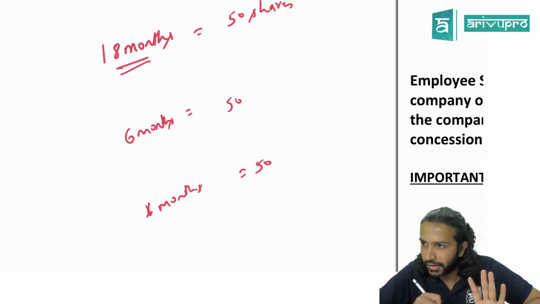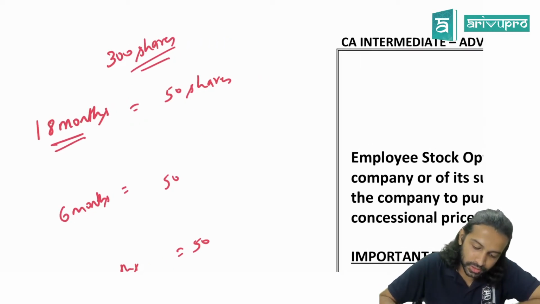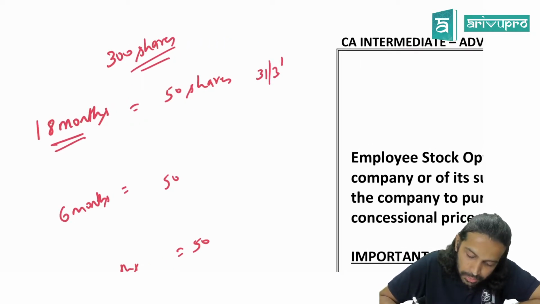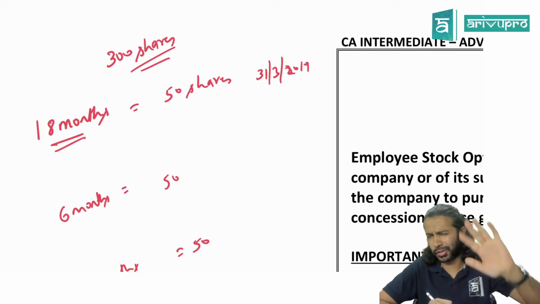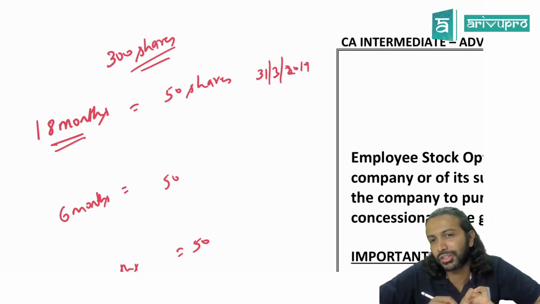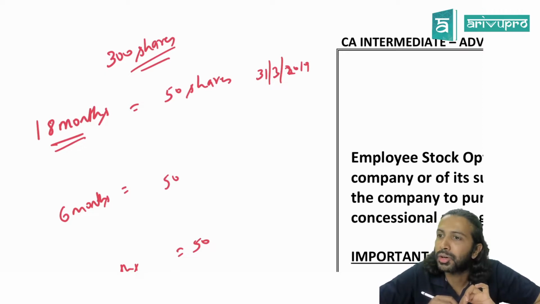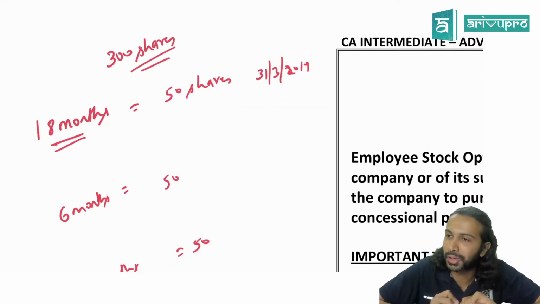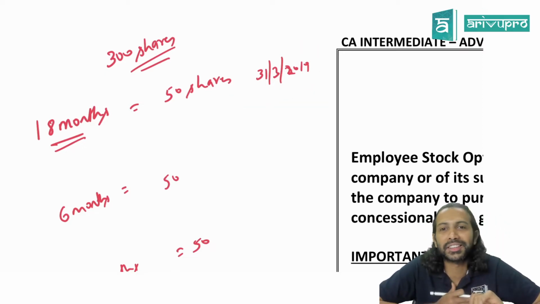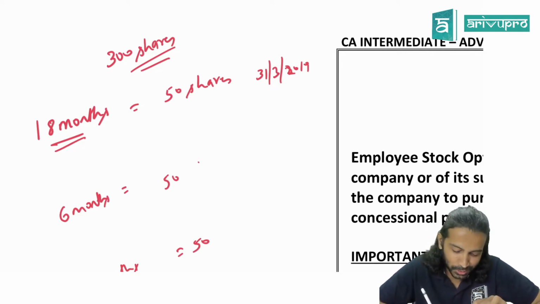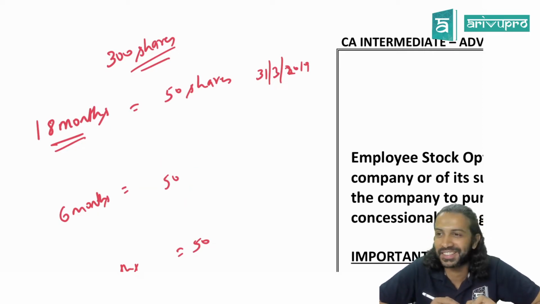Now, suppose this 18th month happens to be 31st March 2019. I decided enough of company. I don't want to work here anymore. It is not working out for me. So, I decided to quit on 31st March 2019. What will my mind or heart say? Stick around for 6 more months, another 50 shares.